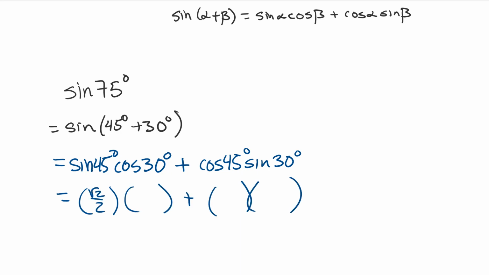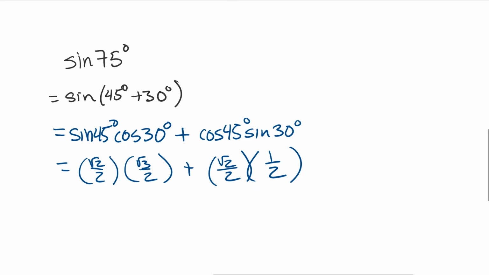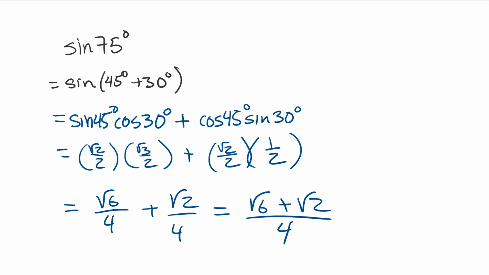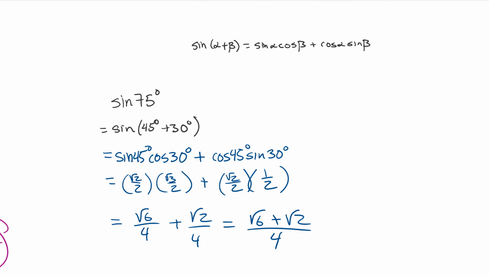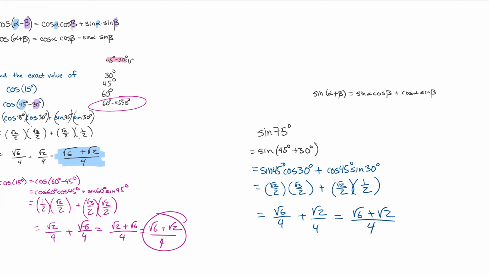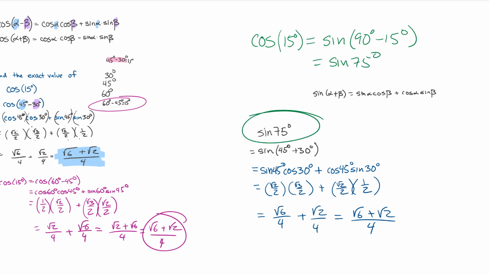So we get root 2 over 2 times root 3 over 2, plus root 2 over 2 times 1/2. Have we seen these numbers before? Yes, it's the same game over and over. So that's root 6 over 4 plus root 2 over 4. Are all the answers just root 6 plus root 2 over 4? Well, you already knew the answer, didn't you? You already knew because you know the complementary angle theorem. Cosine of 15 degrees is equal to sine of 90 degrees minus 15. That's the complementary angle theorem, saying it's equal to sine of 75 degrees, so these two things need to be the same answer. You know what I mean?